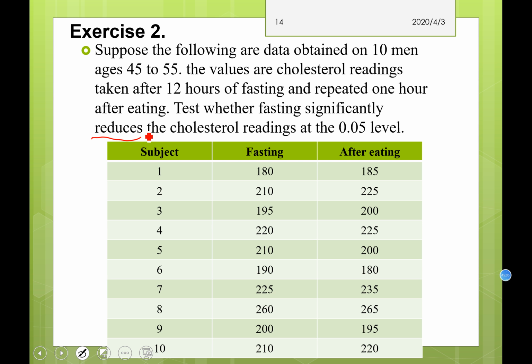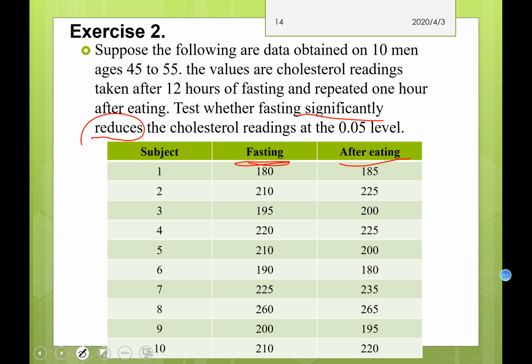So we can find the keywords reduce, right? Significantly reduce. That means we need to compare. We need to identify the difference between the two groups. So it's still a question about hypothesis test. Okay, next one, we find that we have two samples. The first one is fasting group, and the second one is after eating.